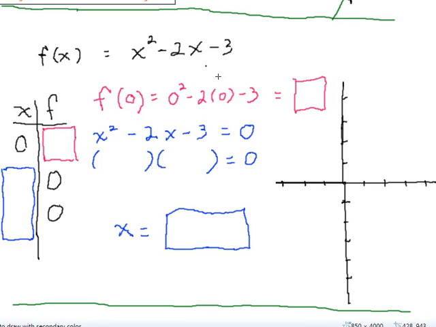F of 0, plug a 0 in here and here. 0 minus 3. Always just 1. Sometimes not even that, but there is no such thing as multiple y-intercepts of a function. So let's get the zeros, the x-intercepts, by setting the function equal to 0. Well, here we are going to need to factor that quadratic.